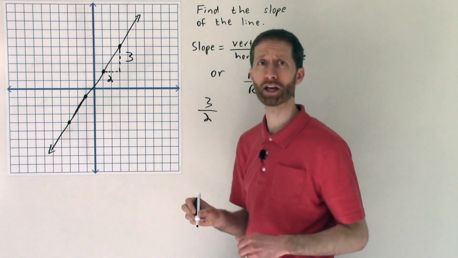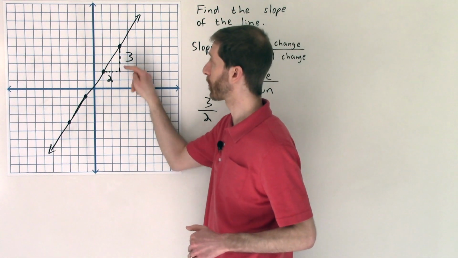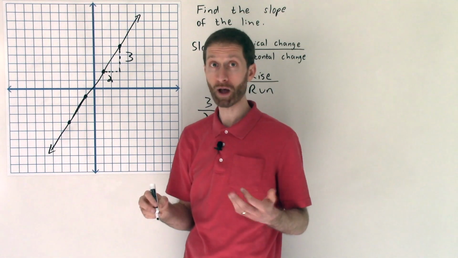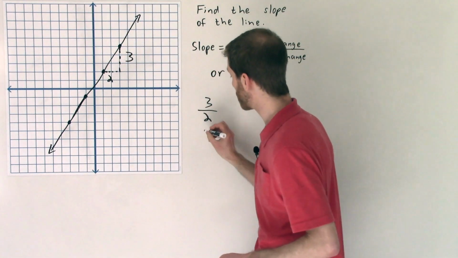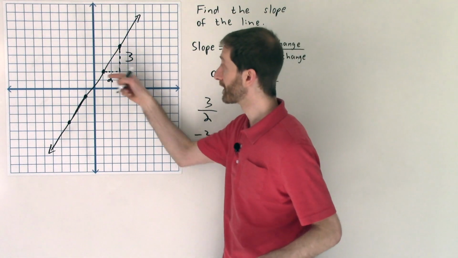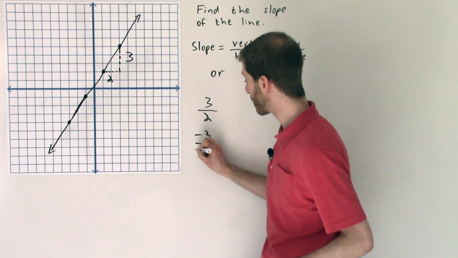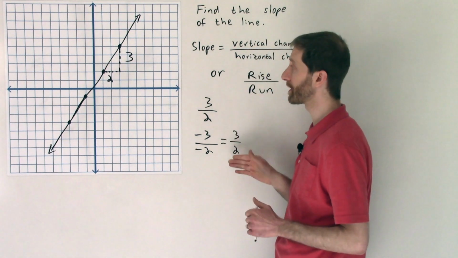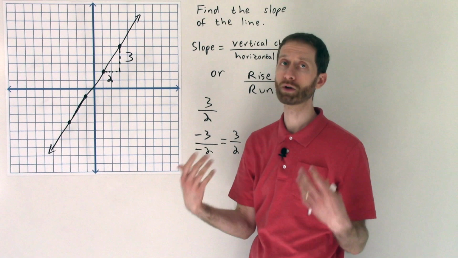Now, some people might say, what happens if I go in the opposite direction? What happens if I go down 3 and left 2? Well, that's fine as well. If you were to go down 3, we would have a change in the negative direction. That would be down 3, left 2. Well, that would be negative 2, and a negative divided by a negative is a positive. So that still symbolizes that we've gone up 3 over 2 in the long haul.